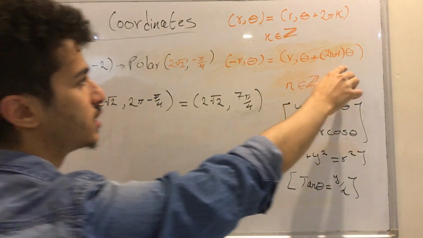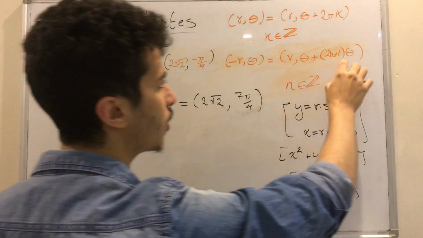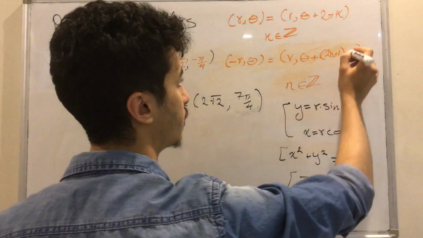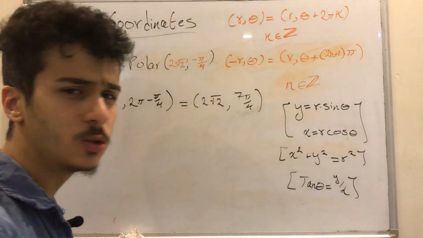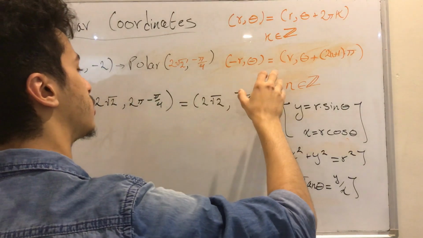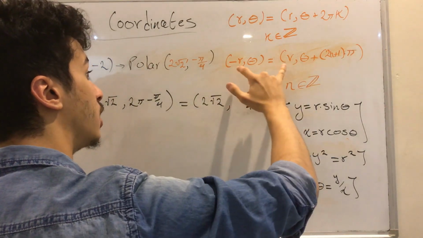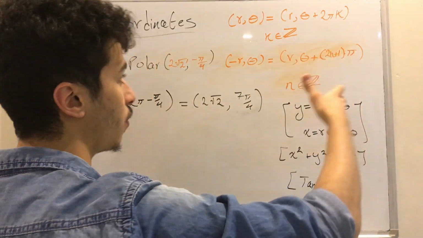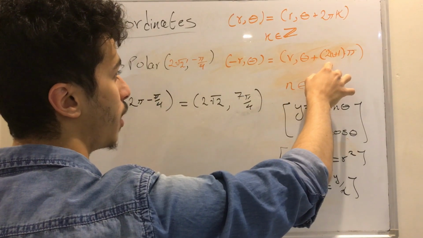I just realized this should have been pi. It's fine. This is pi. There you go. And so essentially what this second equation tells us is we have two equivalent points if you change the sign of r and add an odd multiple of pi to the angle.